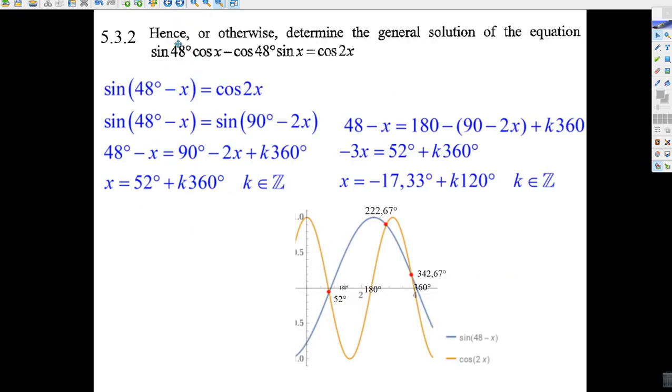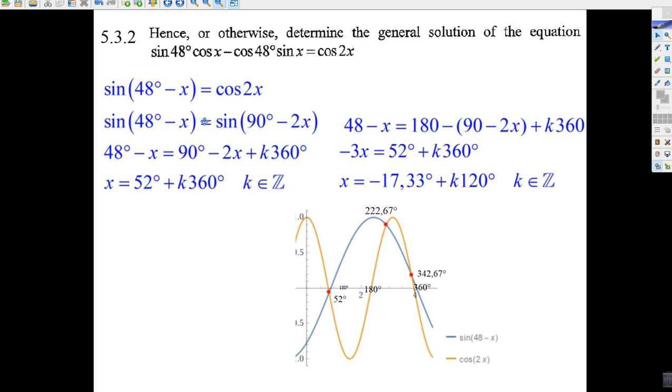Let's try this question. They say, hence, use the formula to figure out what's sine 48 cos x minus cos 48 sine x. Well, I just used that formula, the formula for the sine of the difference of two angles, 48 and x, 48 minus x. There's the first step. Now, if you've got this sine and a cosine, what am I going to do? These angles are all different. Oh, that's the cofunction trick again. Because the cosine of 2x is the sine of 90 minus 2x.